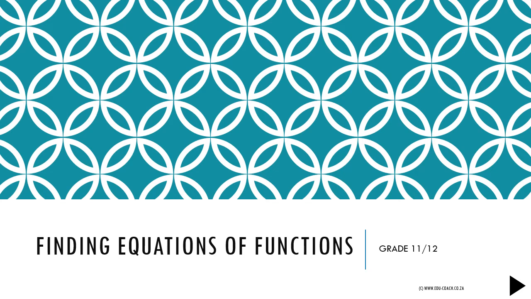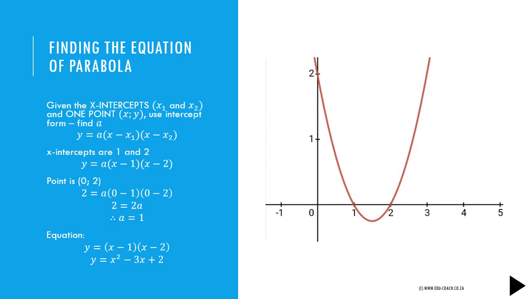In this video, we are going to look at how to find the equations of functions. We can find the equation of a parabola if we are given the intercepts, or we can read the intercepts of the graph and any other point. To do this, we use the intercept form. y = a(x - x1)(x - x2).